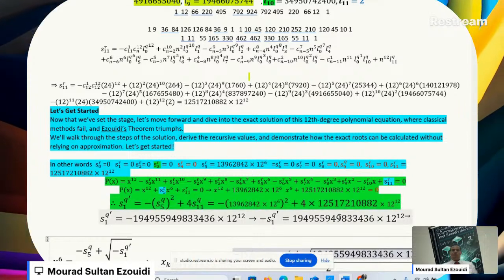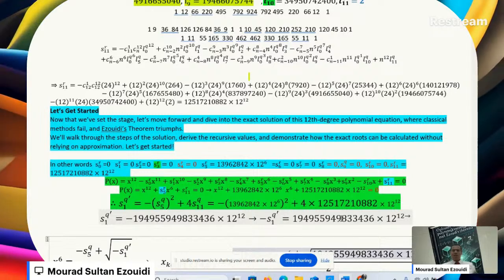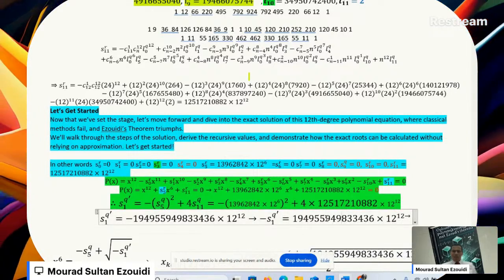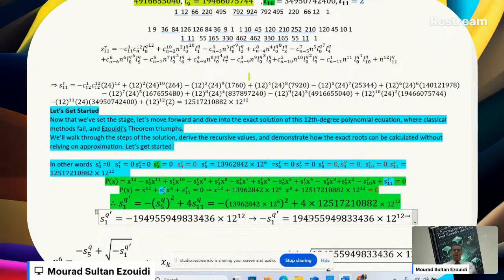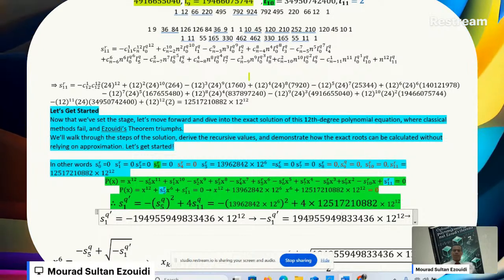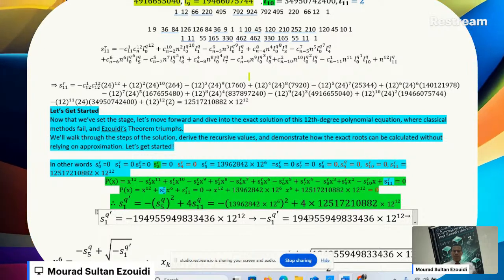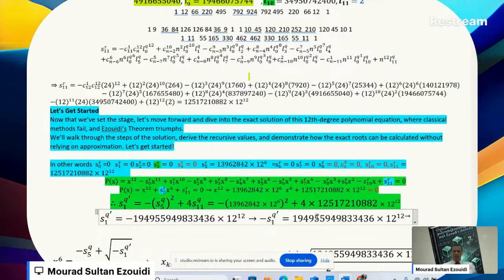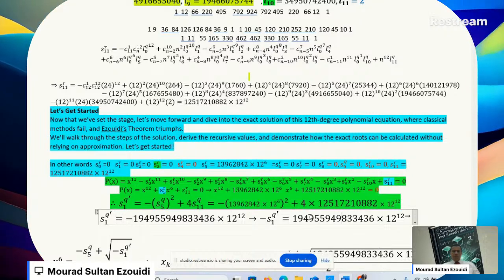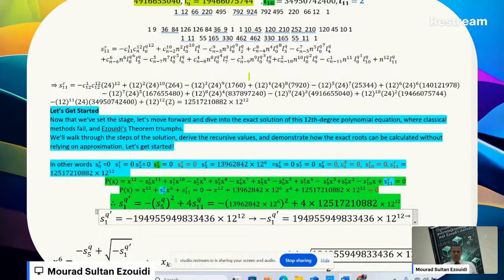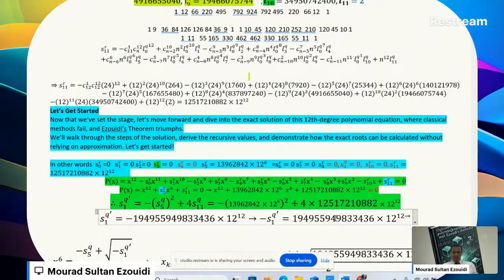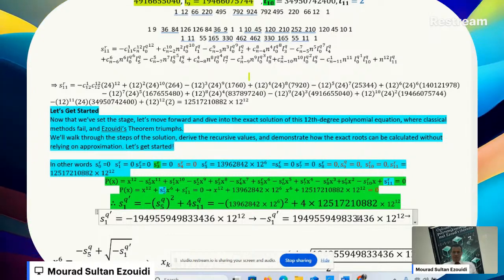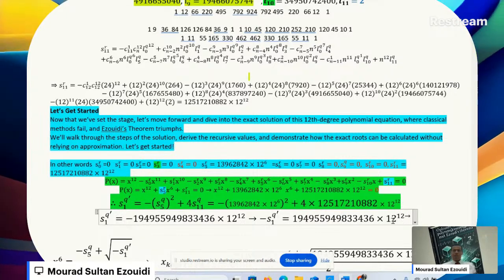Now after making our calculation, we'll obtain this one is going to be equal to 194 million, that's the 1, 6, 194,955, 949,833,436 times 12 raised to the power.